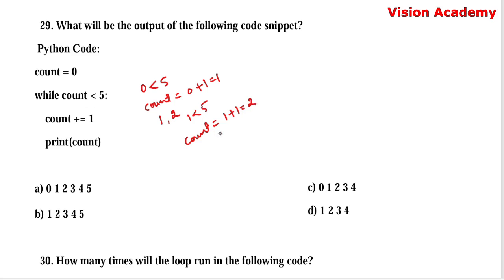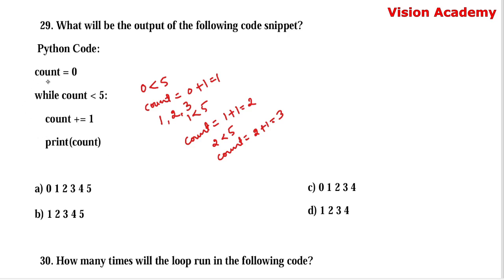Now count value is what? 2. Whether 2 is less than 5? Yes, condition is true. Once the condition is true, then count has to increment. Here count is equal to count plus 1. So count value is 2 plus 1, it will become 3. So it is going to print the count value which is 3. Here it is going to print 3.